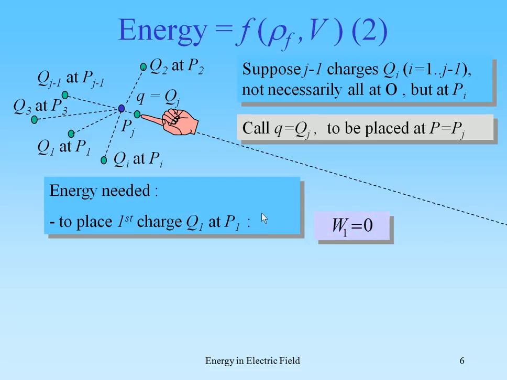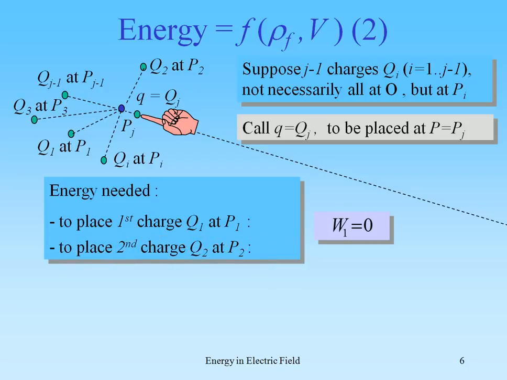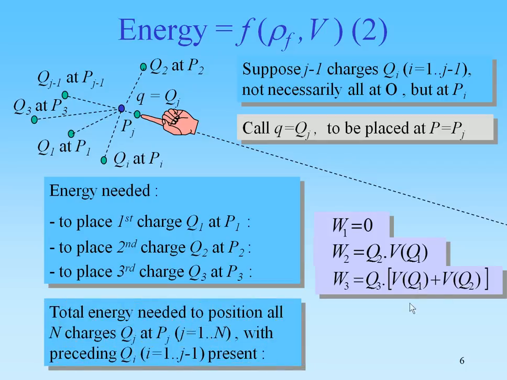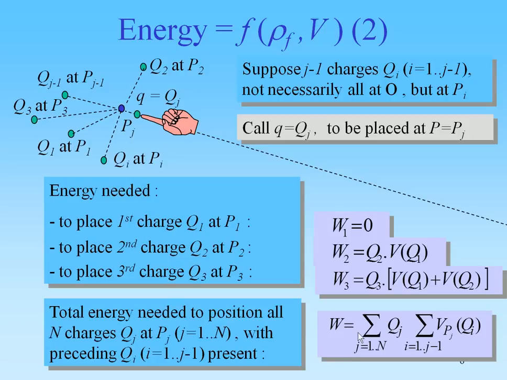To place the first charge, there is no energy needed because there are no charges present. To place the second charge, the energy will be Q2 times the potential produced by Q1. The third charge, Q3 times the potentials produced by Q1 and Q2. And the total energy needed to position all the charges with the preceding charges present is the sum over all the charges times the sum over all the foregoing potentials.